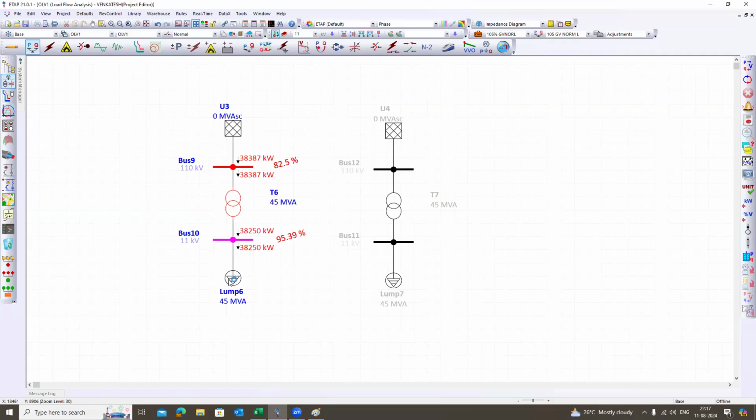So assume like this: this is your solar plant, and this is the long transmission line. Here the bus voltage is high. That means obviously the voltage on the LV side of the transformer will also be high, right? So to regulate the voltage there, you need the OLTC.